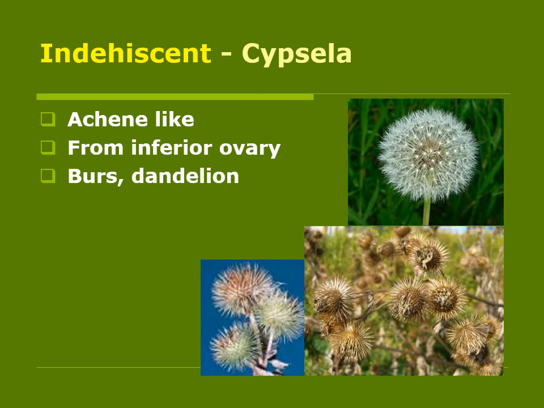Cypsella, indehiscent, dandelion and burrs, your two classic examples. They are achene-like because, again, the seeds are dry and attached to the exterior by funiculi. But they're indehiscent because they require wind or an animal to pull them from the receptacle structure. Typically an inferior ovary.